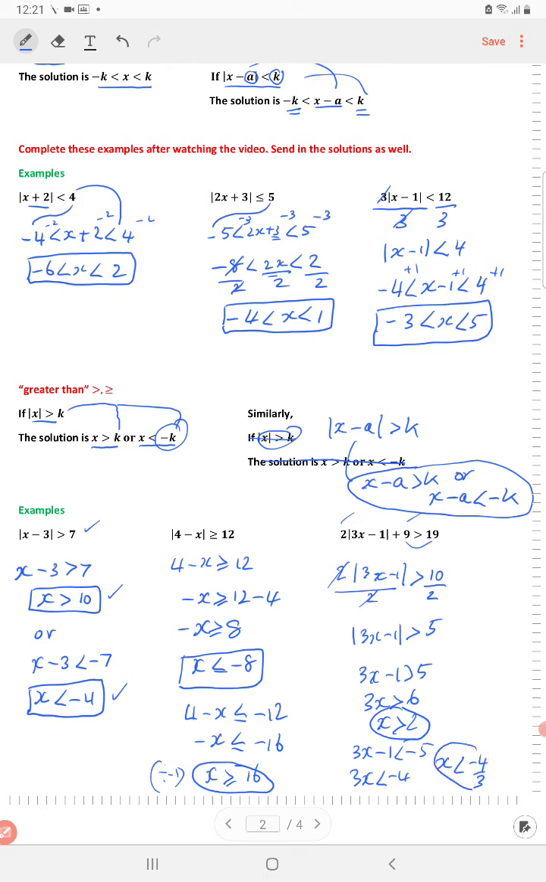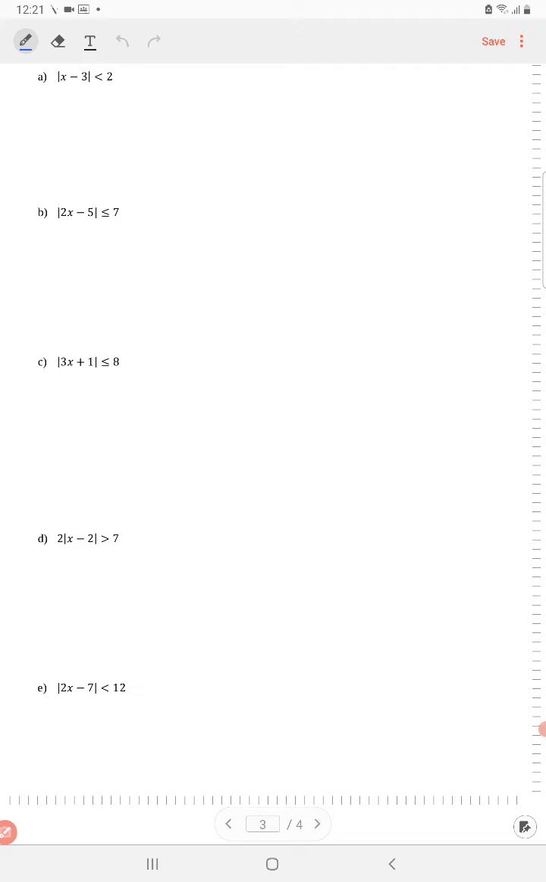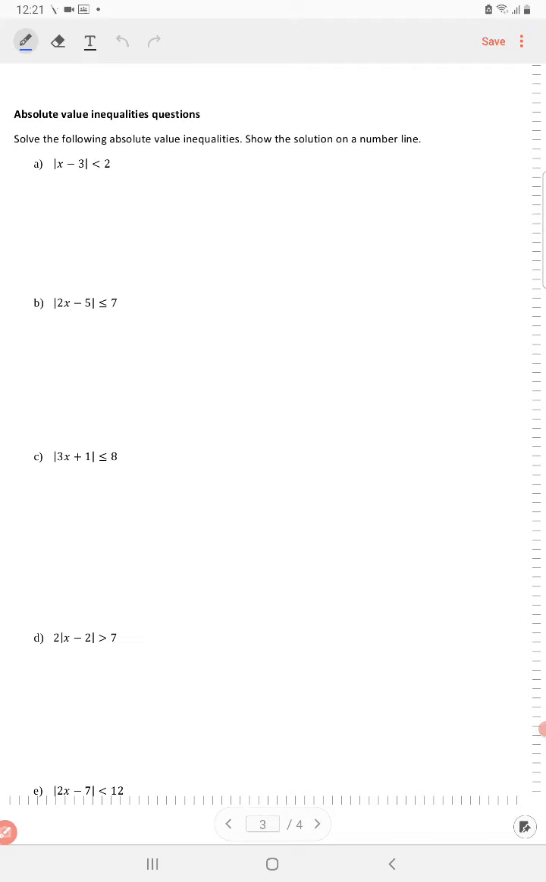That's the second part. You don't need to make the number line for the solution here. You can do, but you don't need to, unless I ask for it. Okay, so these are some of the questions for you to do. Use the two formulas on the previous page and have a go at that.